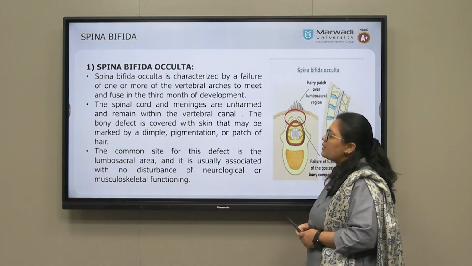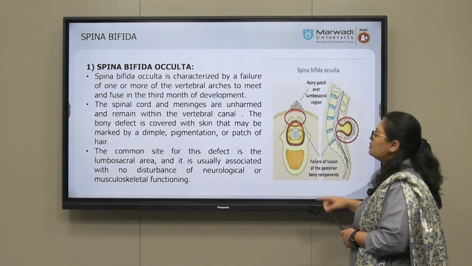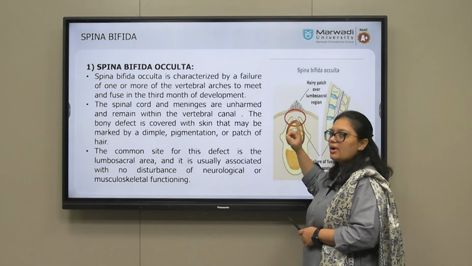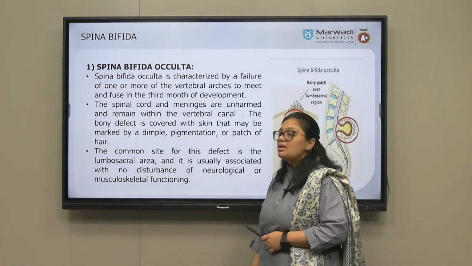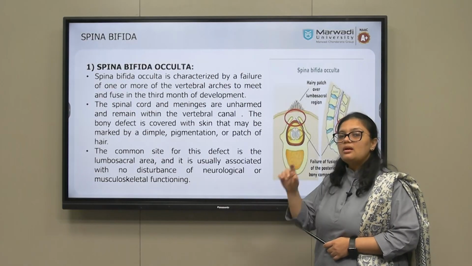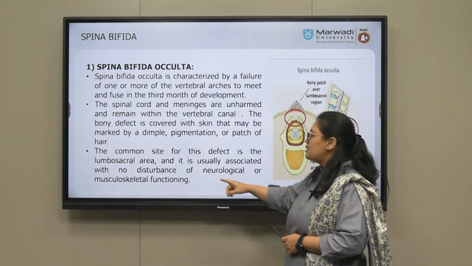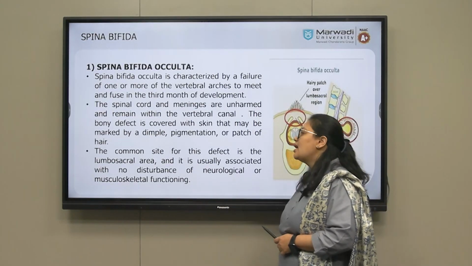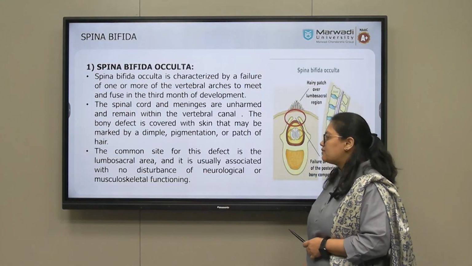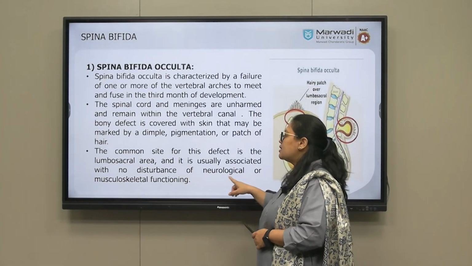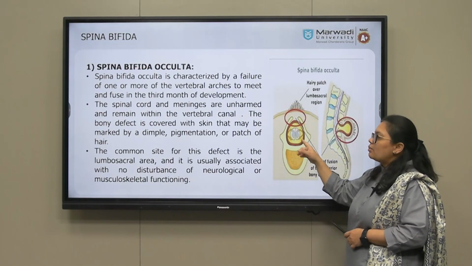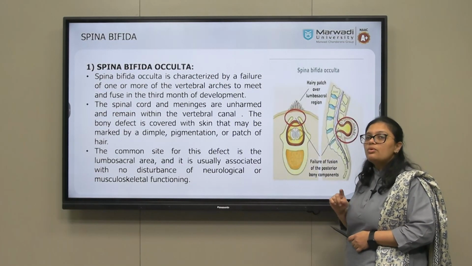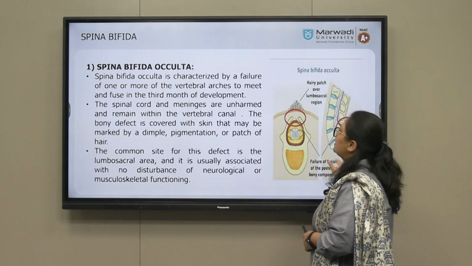So that is spina bifida occulta. Here mostly the meninges, as we know, and the nerve will not be affected. The common site for this defect is lumbosacral area. Fine. So in the lower lumbar area and the sacral area, this will be the common site of defect where we have this issue, or commonly it is found, and there will not be any disturbance of the neurological or musculoskeletal functioning. Why? Because it is only the structure which is affected, no nerves or meninges get affected.